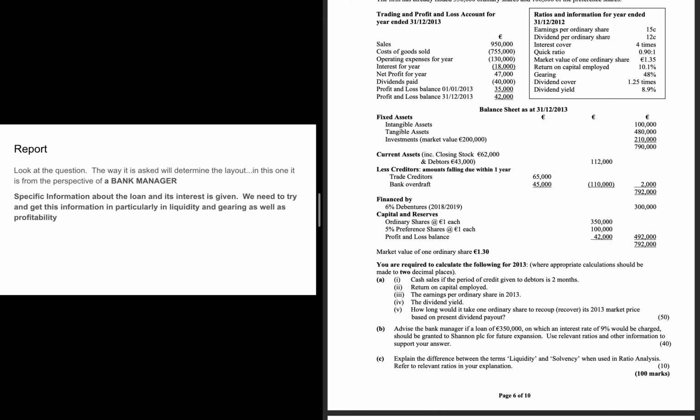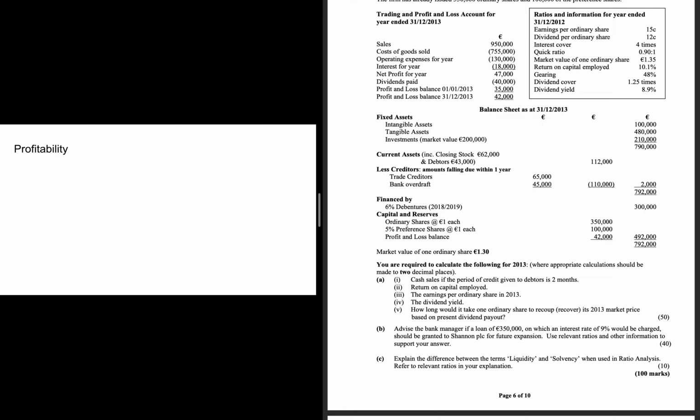So our layout is going to be the same. Keep following the same process. Follow the sheet. Okay. So profitability. Shannon Limited is a profitable company. That's always our first line, with a net profit of 47,000.